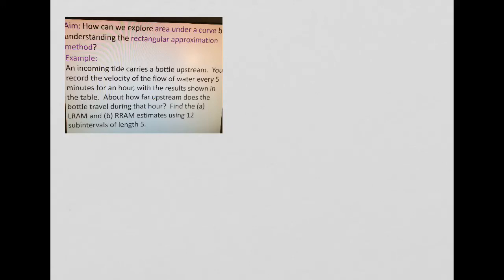Okay, so today we're continuing to look at area under a curve through the rectangular approximation method. Now, I had said in previous lessons that area under a curve, or this approximation method, doesn't always just give us the area under the curve, but rather it gives us distance. And the reason for that is because distance, you know from science class, is rate times time.